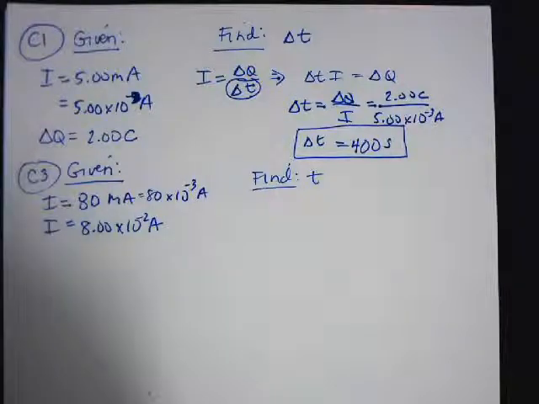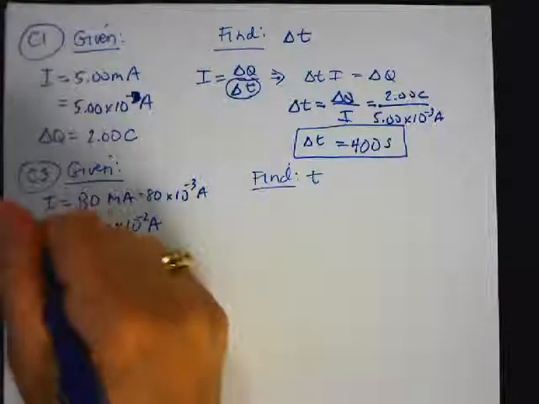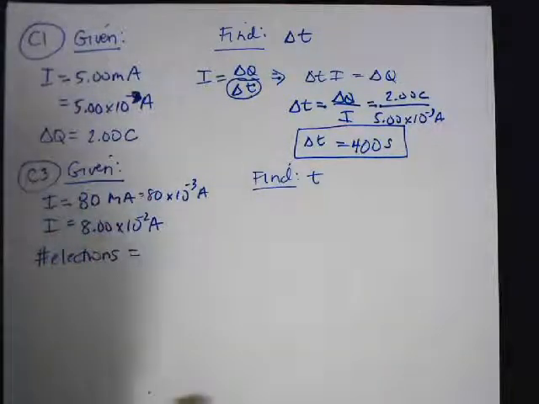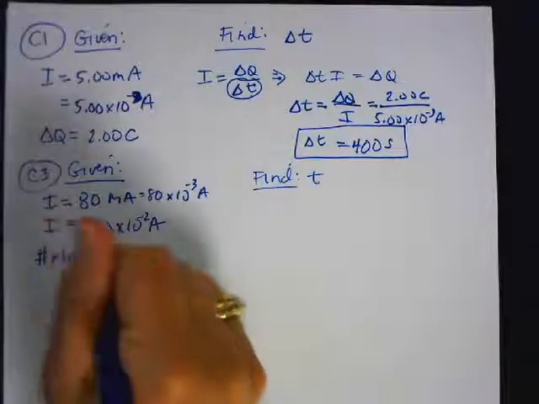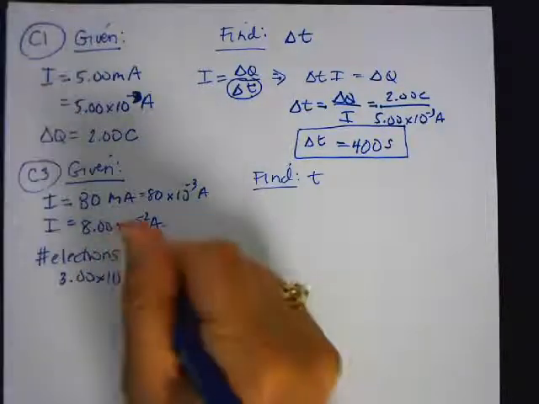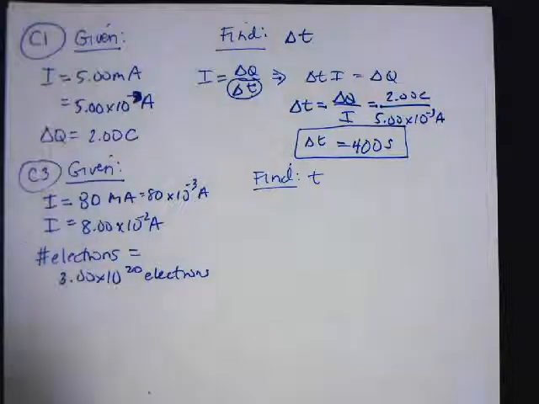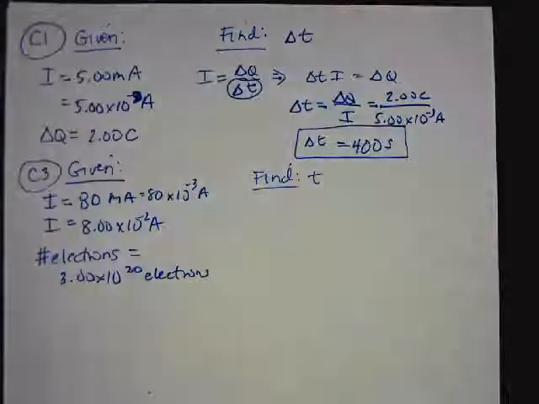For 3 times 10 to the 20 electrons. So now they're giving me the number of electrons. What is that all about? So the number of electrons is equal to 3 times 10 to the 20 electrons to pass a given cross-sectional area. Okay? So now I want to find the time. So I'm like, what am I going to do with that?